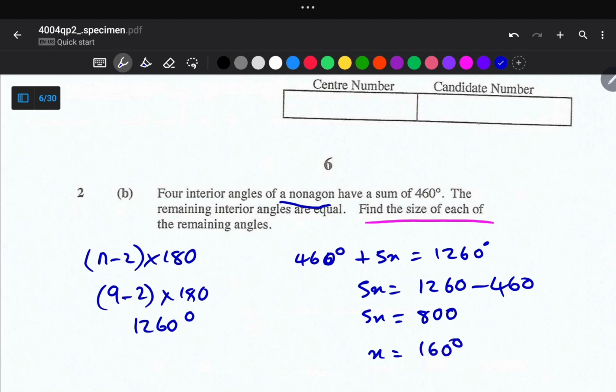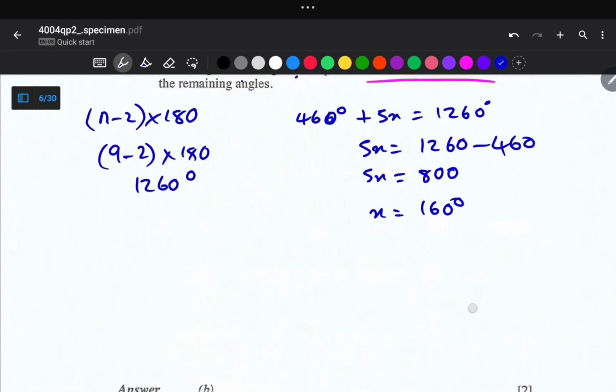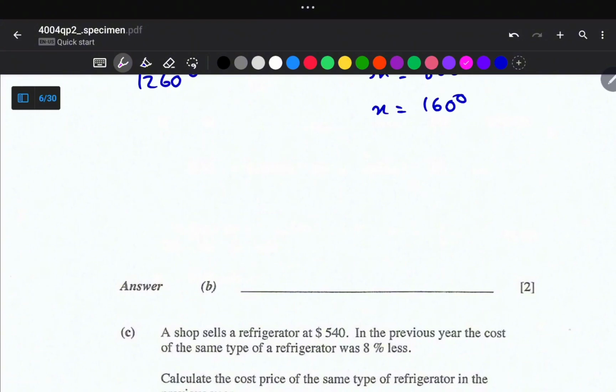So this is the size of each of the remaining angles. So the remaining angles were 5 angles, because we are told that the remaining interior angles are equal, and this is a nonagon, and the 4 interior angles have a sum of 460 degrees. So our answer is 160 degrees.